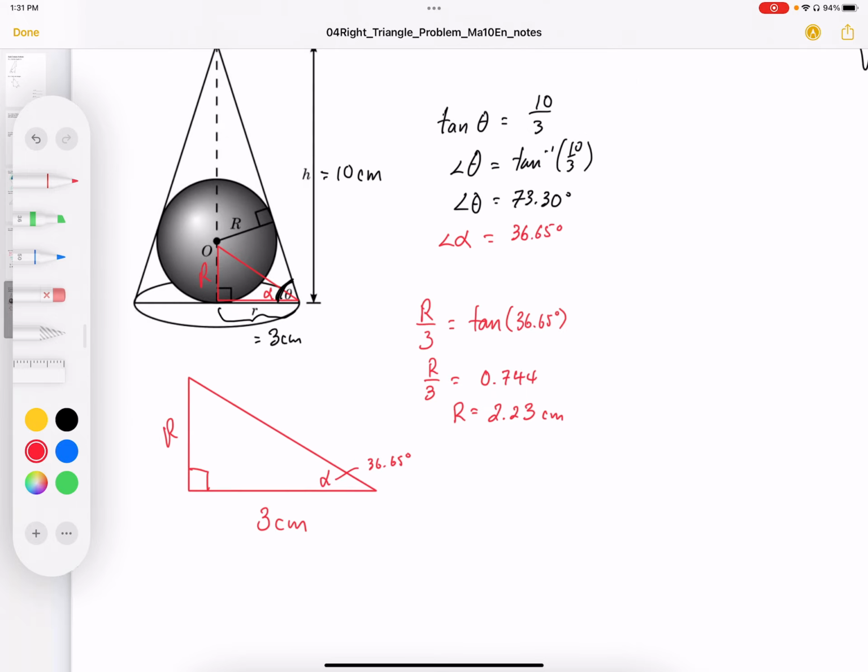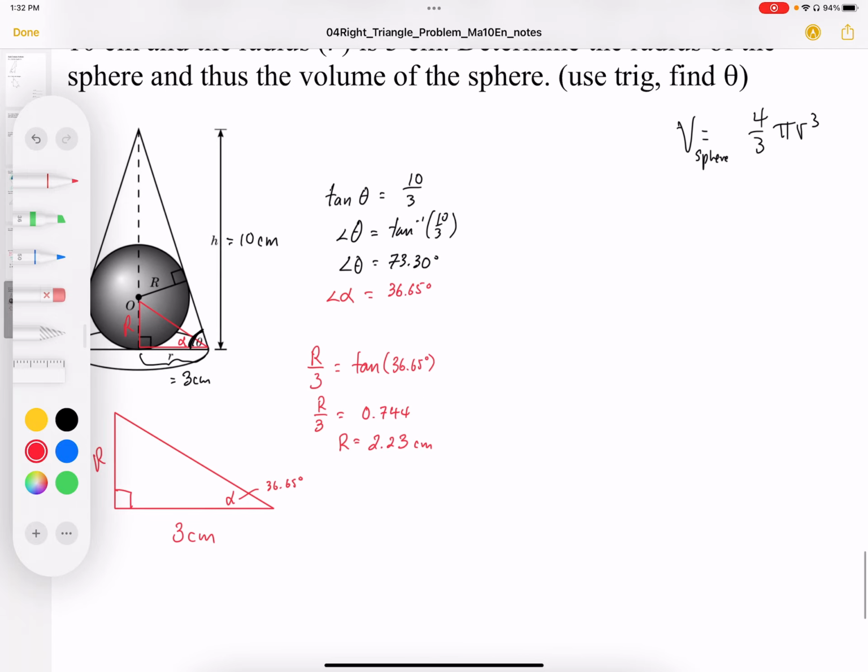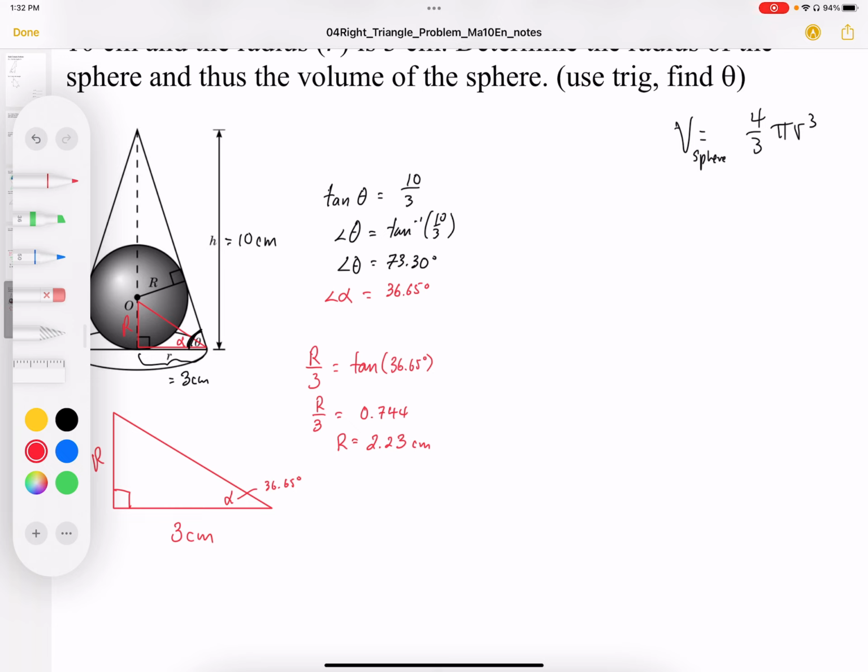Okay, so that's really the main part. Once we've done that, we can just plug it into the volume of the sphere formula. I've written it off to the right here. So the volume of the sphere is going to be 4 over 3 pi, and we're going to use 2.23 as our radius. So we're going to cube that number, times by pi, times by 4, divide by 3, and we get the volume of that sphere.